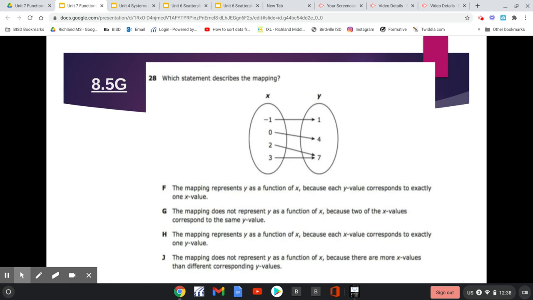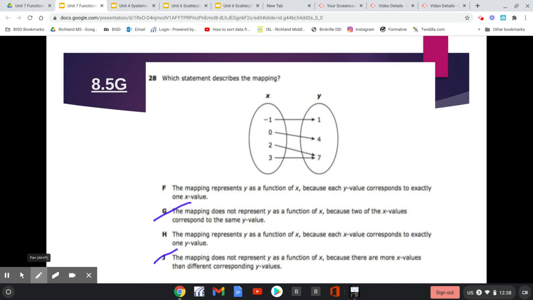The mapping does not represent a function. That can't be it because it does represent a function. The mapping represents y as a function of x, so that's similar to F, so we'll come back to that one. And J says the mapping does not represent y as a function of x, and it does, so we'll mark that off. So we have F and H.